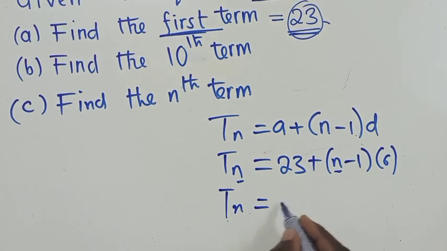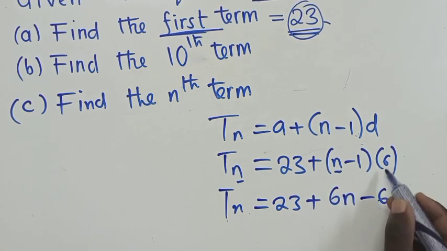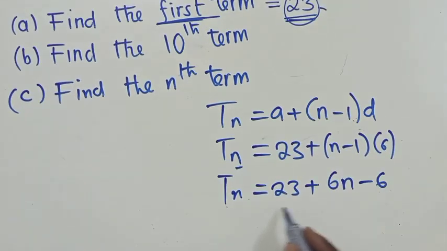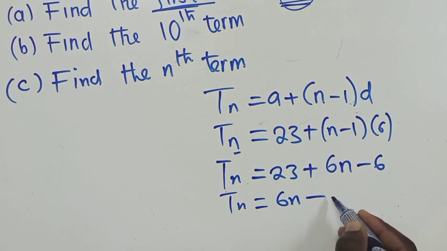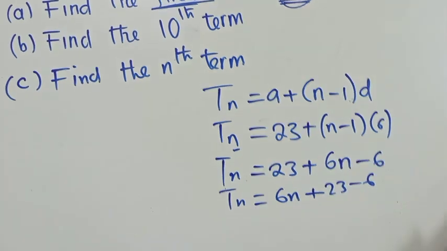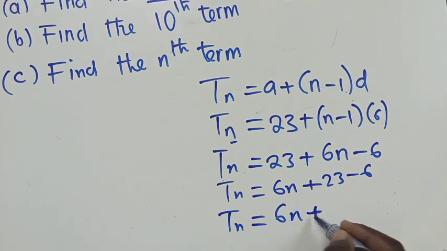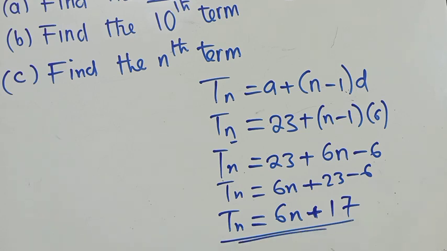You work out there, you have 23 plus, here we have 6, n minus 6, because this 6 right here is being multiplied by everything that is inside the brackets, we'll get this, of which here we shall have 6n plus 23 minus 6. Finally, we'll get this. This is 17, if I'm not mistaken. So that's it. This is the solution that we are getting.